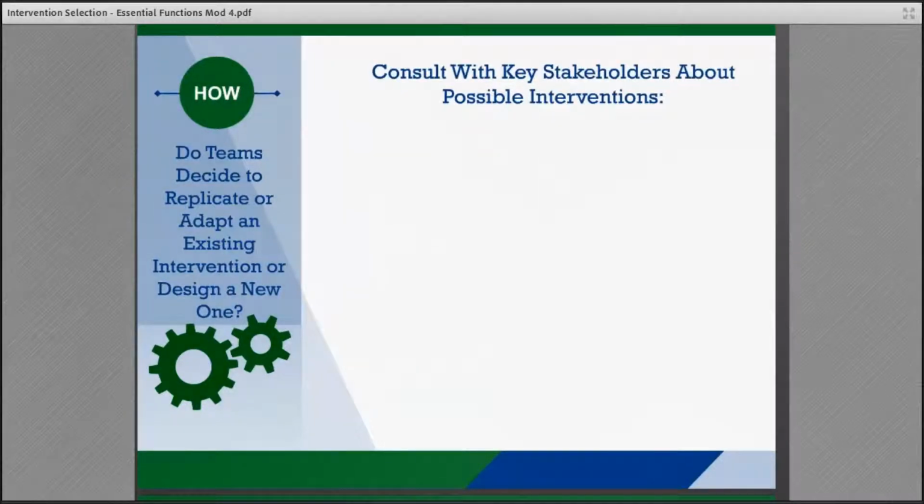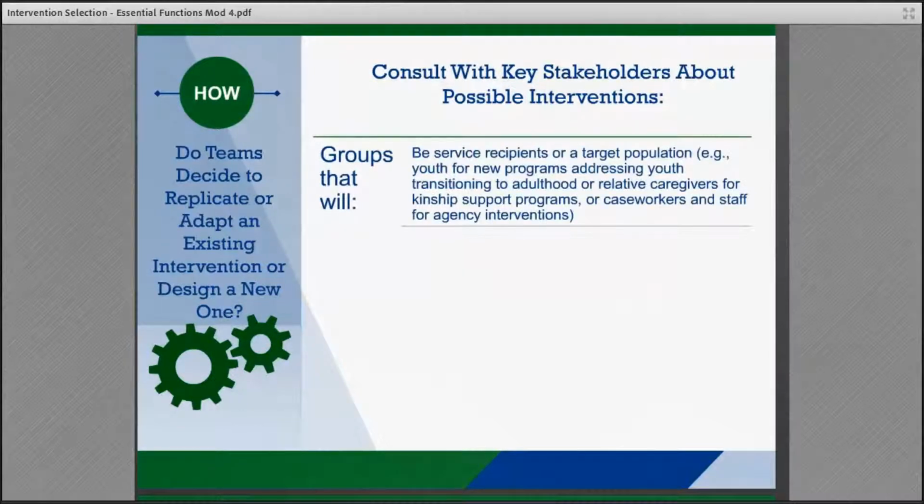As with other decisions in the change and implementation process, it is important that teams consult with key stakeholders about possible interventions under consideration. Be sure to include stakeholder representatives from groups who will be service recipients and/or target population, for example, youth for new programs addressing youth transitioning to adulthood, or relative caregivers for kinship support programs, or caseworkers and agency staff for agency interventions.